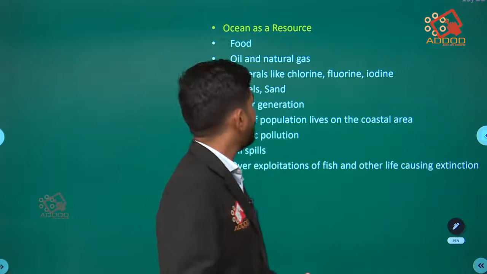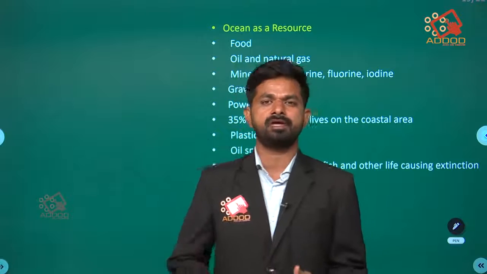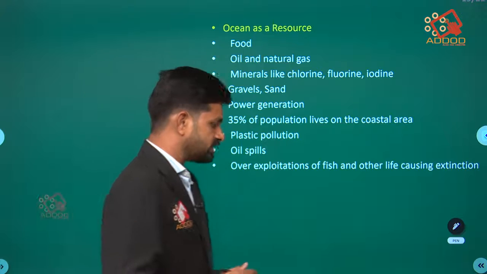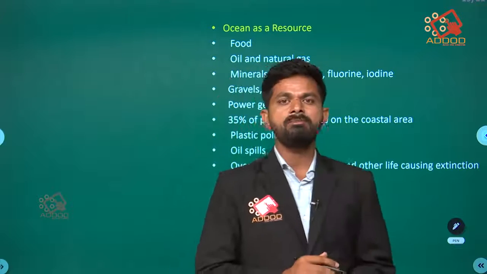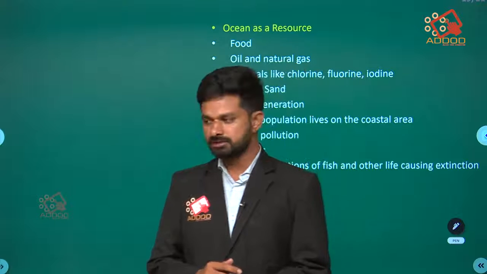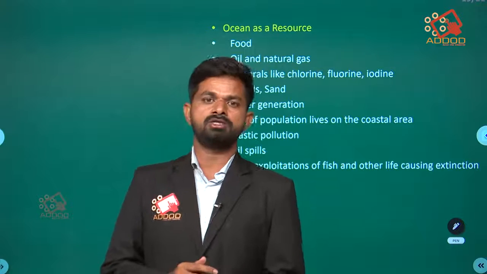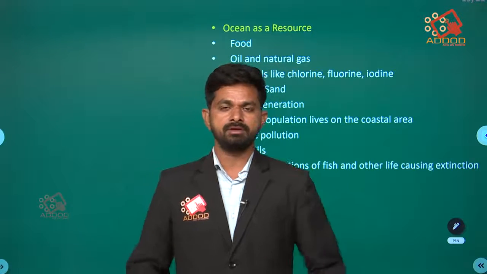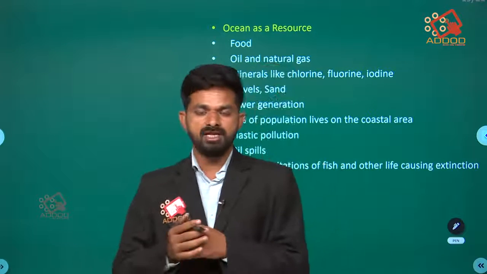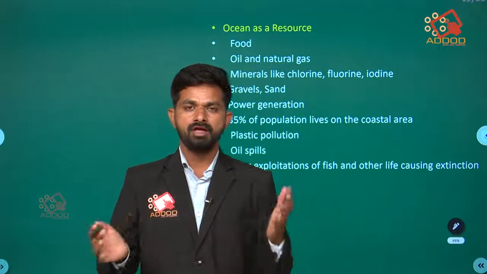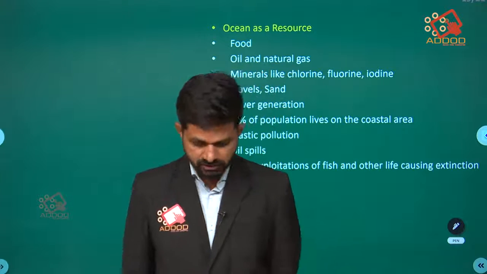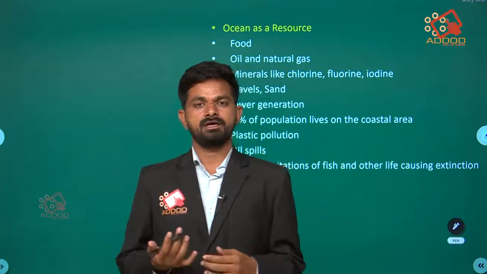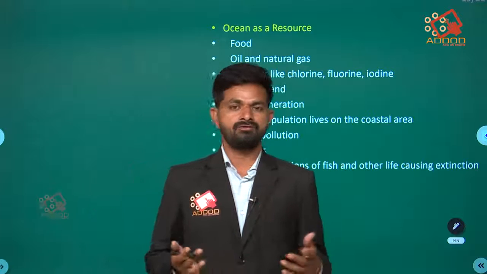Then oceans as the resource. This is the best topic that we learned today. As we have discussed, on the coastal regions of the world, 35% of the population lives. That means out of the 7 billion population, almost 2.5 billion population is living on the coastal regions. What are the coastal regions? Like Chennai, Vizag, Mumbai, Calcutta, etc. and New York, California.